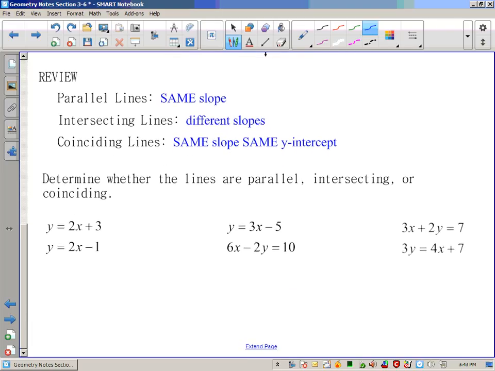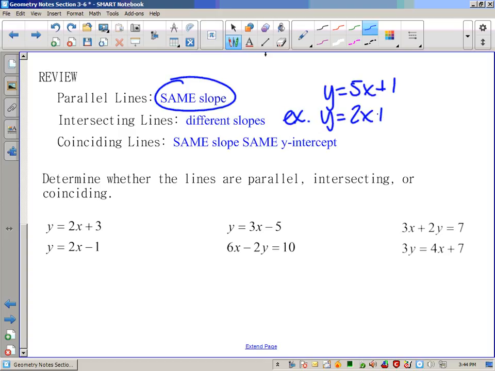All right, something that we've talked about is parallel lines and how parallel lines have the same slope. We also talked about perpendicular lines having opposite reciprocal slopes, but here we have the same slope. Intersecting lines, their slopes have nothing in common. They're completely different. So for example, I had something like this. Y equals 5x plus 1, y equals 2x plus 3. So my slope there, 5 and 2, are completely different, so they're just going to cross.